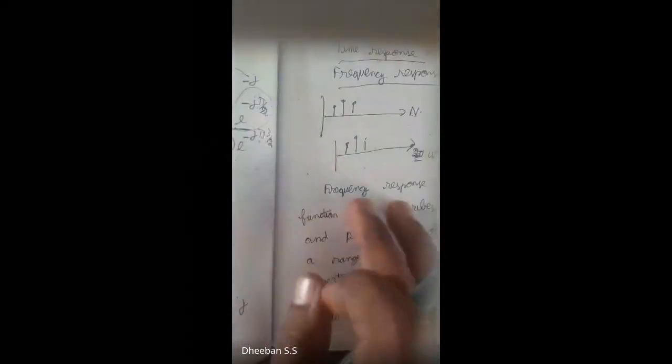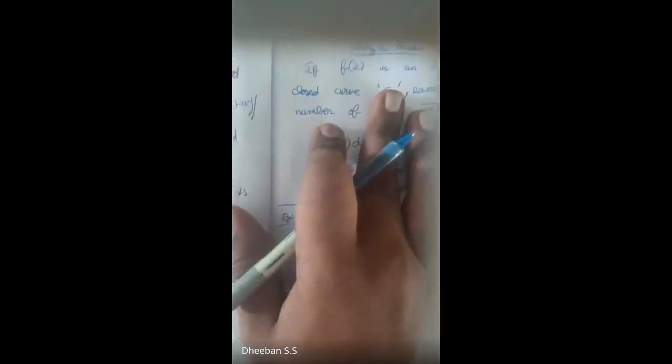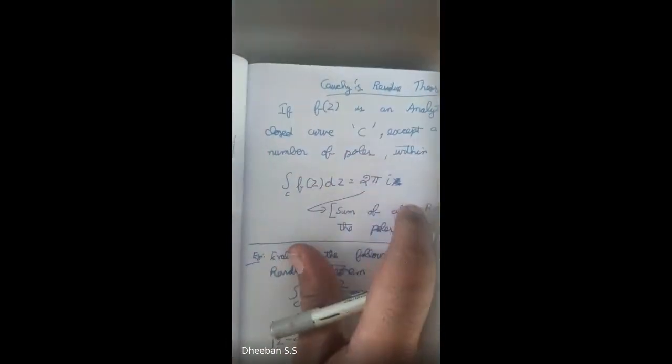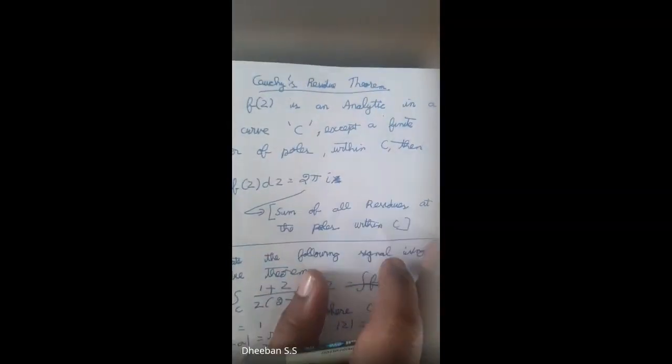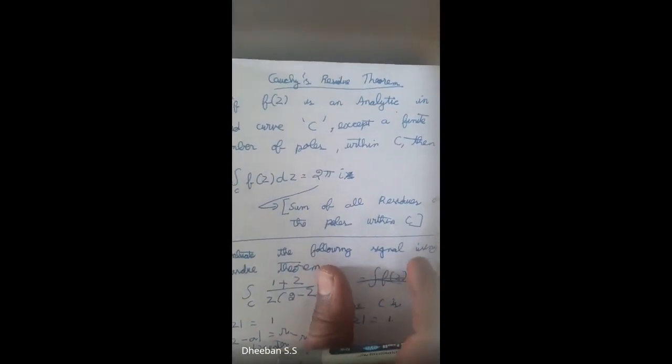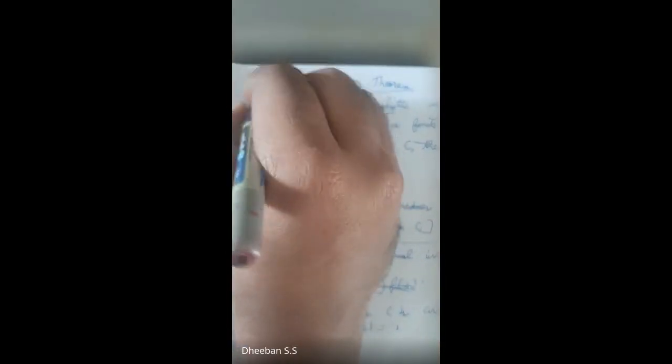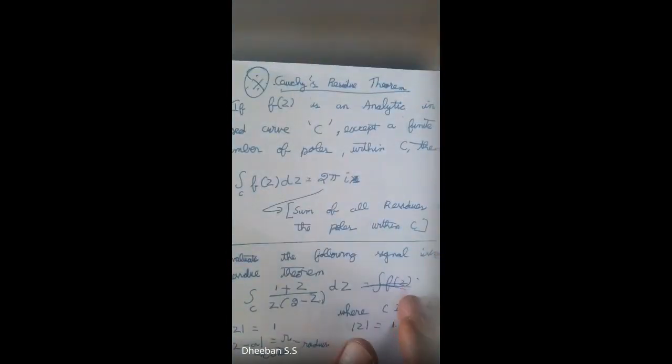So in today's class, we are coming to the end of the second unit. Okay. In today's class we'll be dealing with Cauchy's residue theorem. This is one important theorem from which you can expect many GATE questions. This is an important theorem. You just write it down.